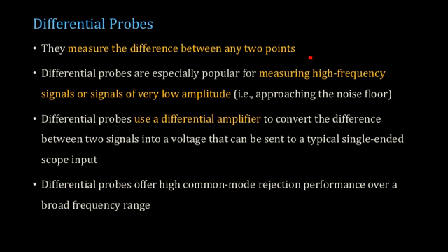Then you have differential probes, which can be used to measure the difference between any 2 points in the circuit. They are generally used for measuring high frequency signals or signals which have very low amplitude, just like noise, which is very random in nature. They use a differential amplifier, which you have already learned. So they make use of a differential amplifier to obtain a single signal which can be given to the scope input. They offer high CMRR, common mode rejection performance over different frequency range. So that is one of the advantages of differential probe.